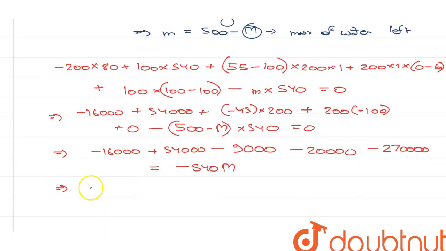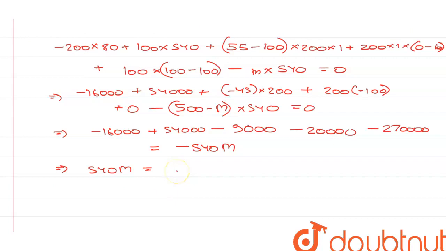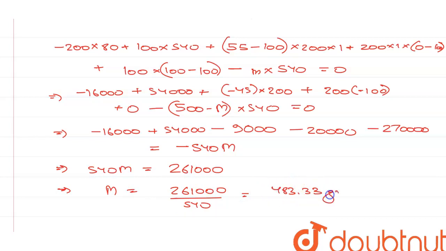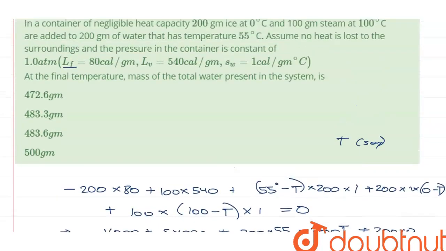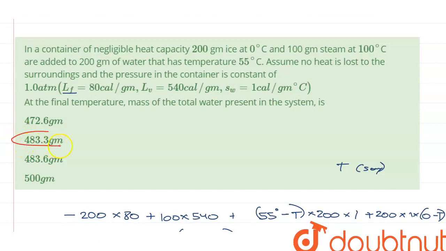So let's add all these terms up. 540 M should be equal to 261,000, which means capital M is equal to 261,000 divided by 540, which is 483.33 grams. So our answer should be option number B, 483.3 grams.